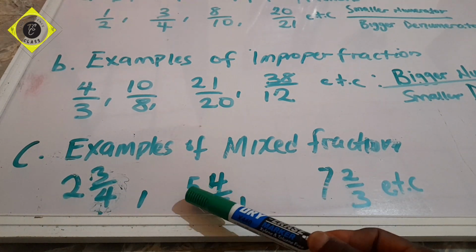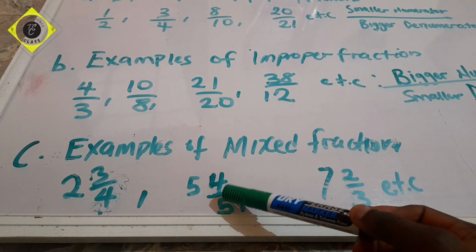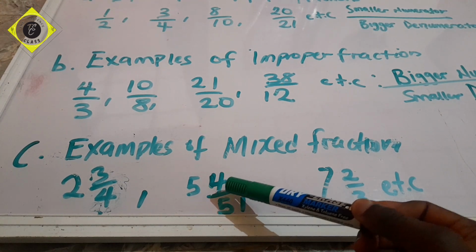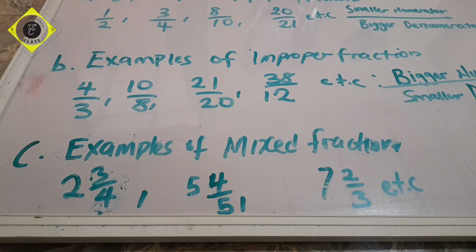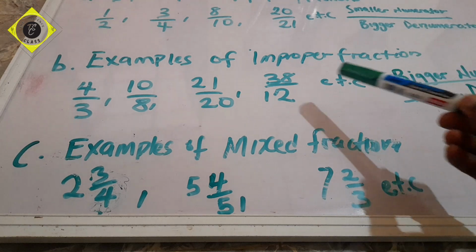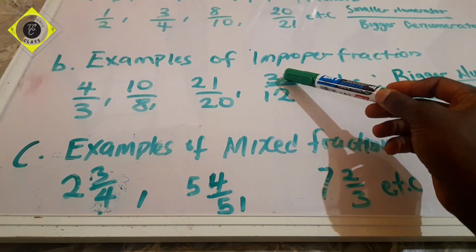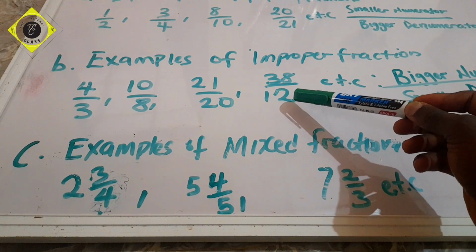In this case, you can see this is another whole number with another proper fraction, and this example too. So mixed fractions are fractions that have a whole number together with a proper fraction. But mixed fractions can be converted into improper fractions. And remember, improper fractions are fractions that have the one on top, the numerator, higher, and the one beneath, the denominator, lower.